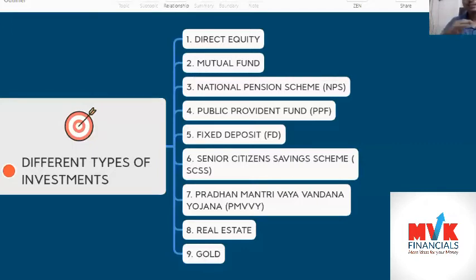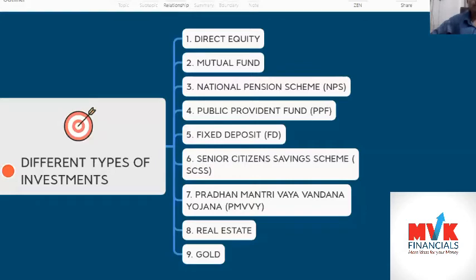Fifth point, very favorite of all the Indians, fixed deposit, FD for short. Now, what is FD? See, FD is like that. We give some money to the bank, and the bank gives some interest for that money, and the bank will invest that money in various initiatives, like they will give loans, they will invest in some stocks, it depends on what the bank is doing.